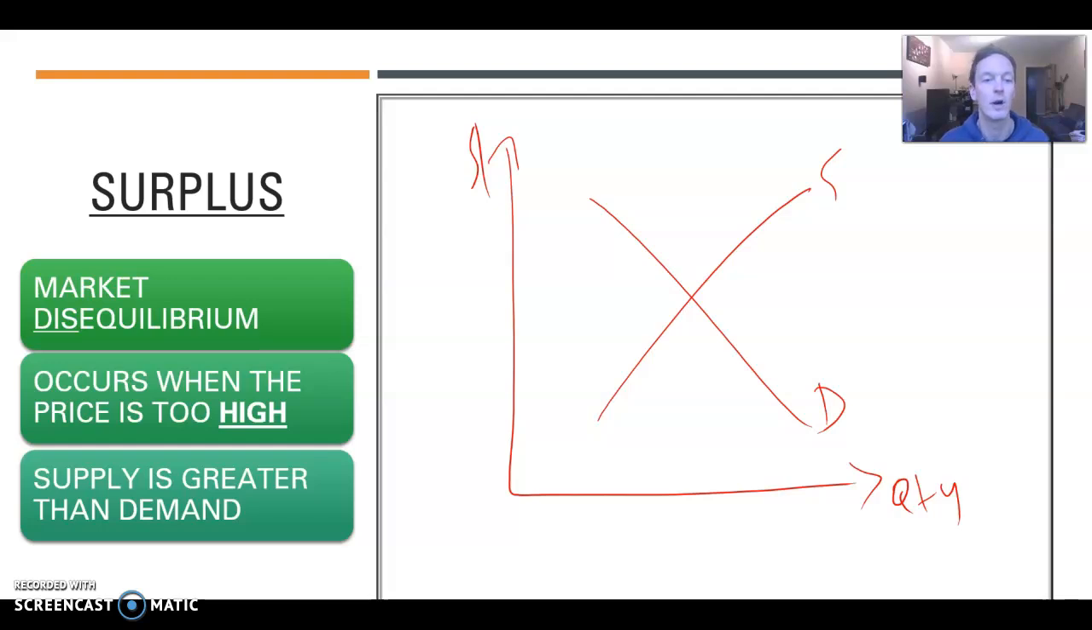All right, now when the price is too high, the price is going to be up here. The price is far too high for P1. So when we draw that out, we hit a line. We go down. And what line did we hit? We hit the demand line. So that is the quantity demanded.